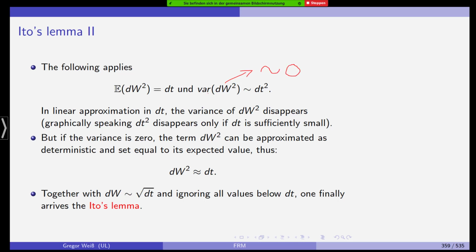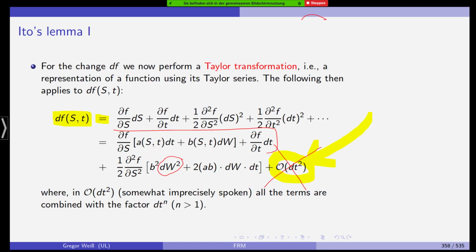If the variance of something, in this case dw squared, is 0, it's no longer stochastic, it's deterministic. And if something is deterministic, it can be substituted with the expected value, which is in this case the only value. So if the variance is 0, dw squared can be approximated using the expected value, in this case dt. So simply substitute this and say, well, this is dt. Makes life a little bit easier.